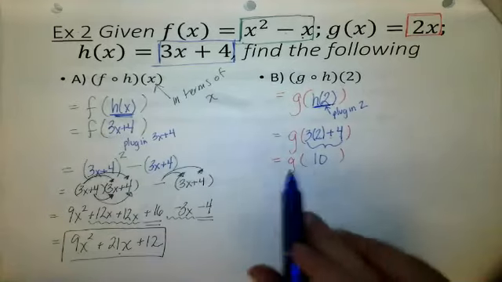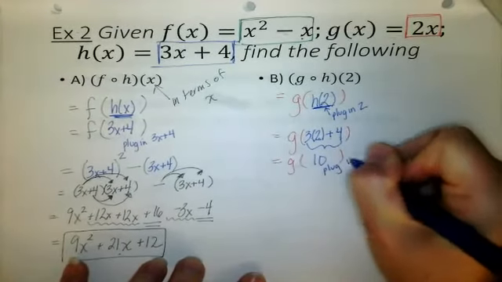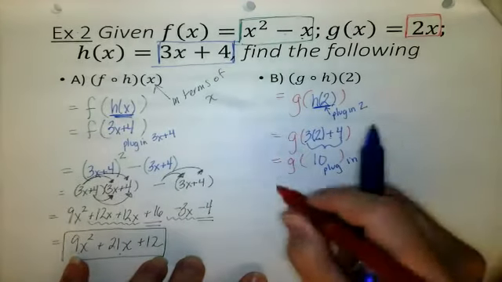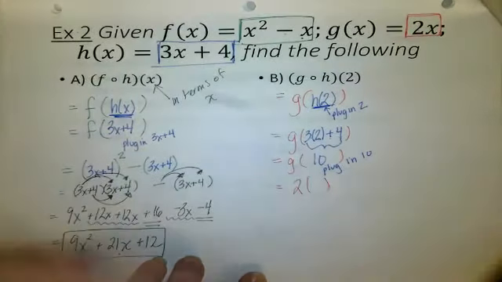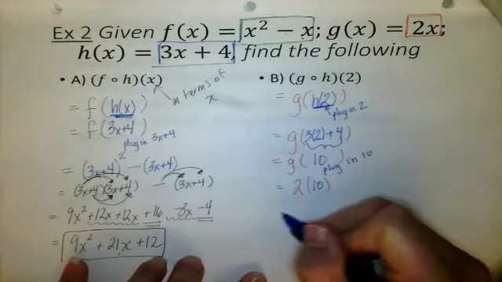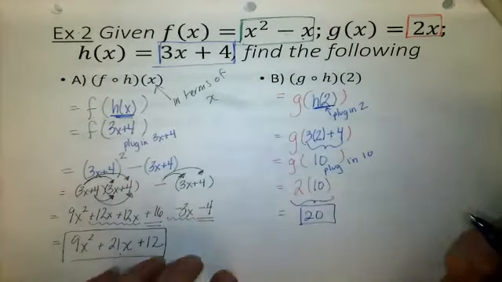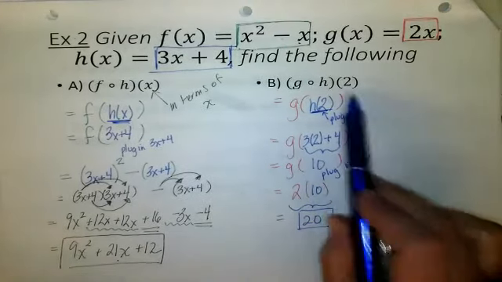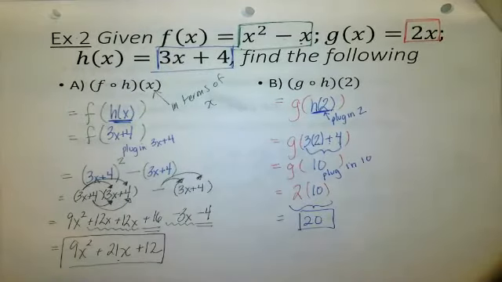And now what is g of 10 telling you to do? Plug in 10 into that g function. So what should I write? 2 parentheses 10. Very good. And what is that? 20. And we got a numeric answer this time. How come we didn't get x's? Yeah, because we gave us a number to plug in. We didn't have an x to plug in or an x to use and end up with.